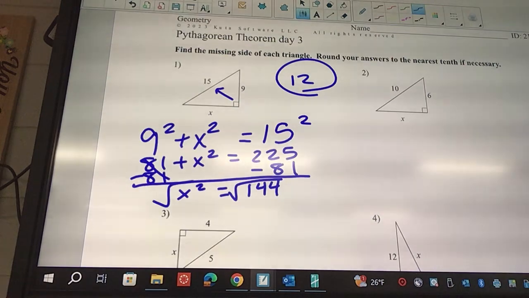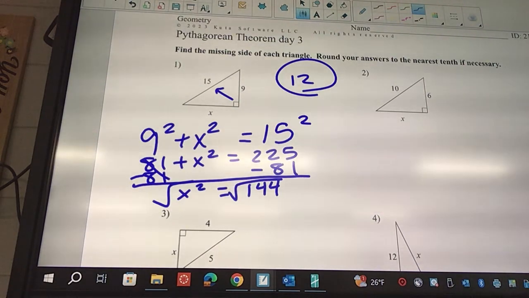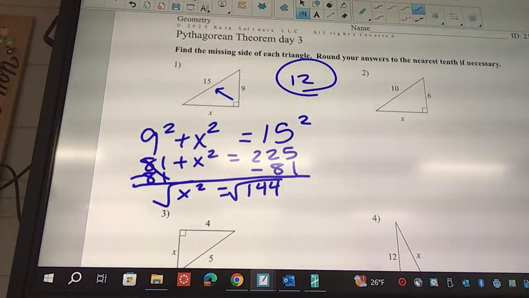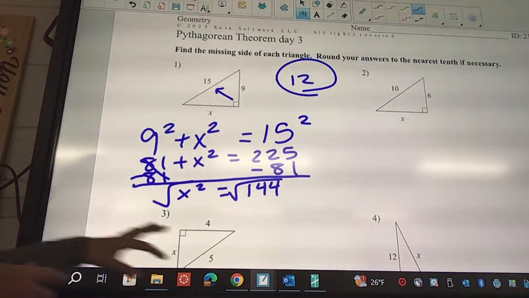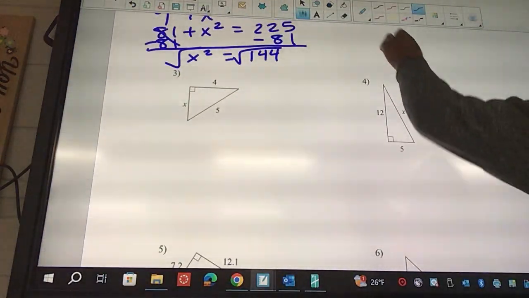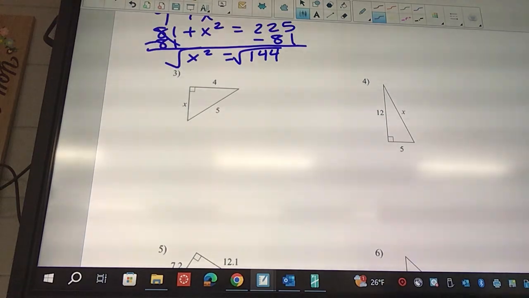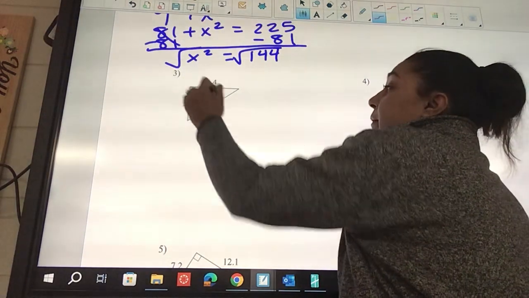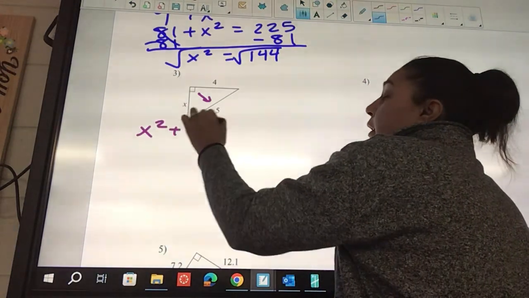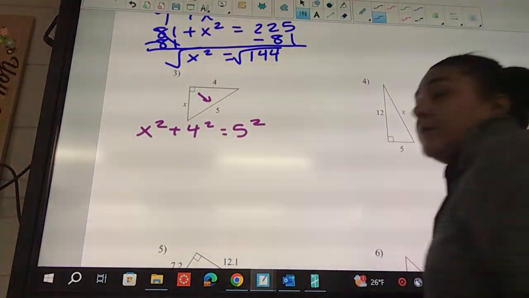If we look at number 2, my number should be less than what? 10. So that gives you a good idea. Your number has to be less than at least that number. Now, it should be smaller than that, but it doesn't necessarily have to be. Number 3, without even doing it, I know my answer should be less than what? 5. So 5 is going to be my C. So I'm going to say x squared plus 4 squared equals 5 squared.